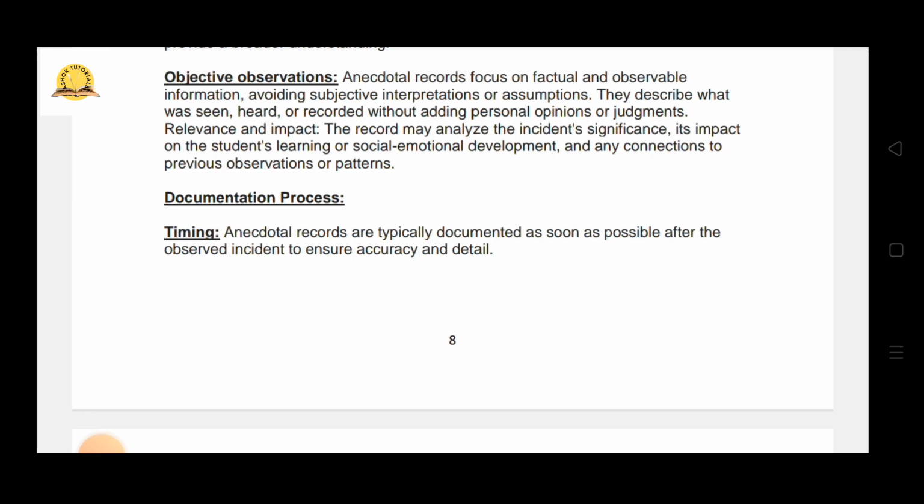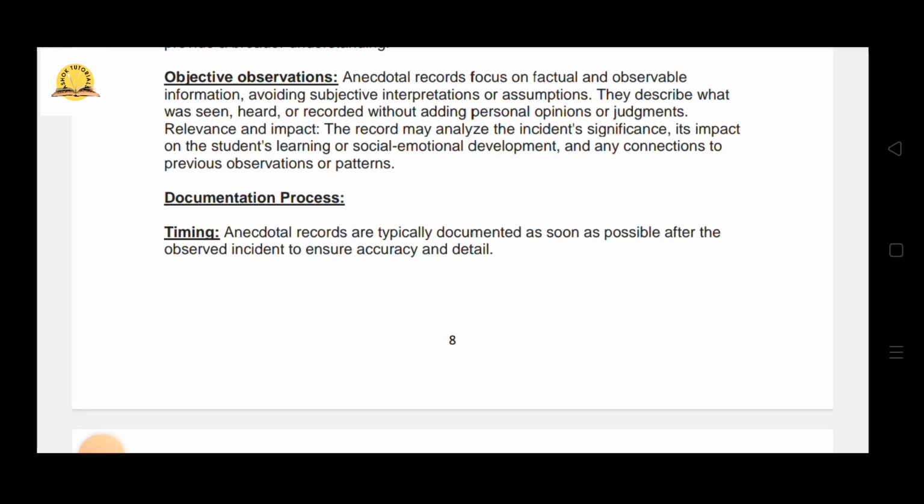Relevance and impact. The record may analyze the incident's significance, its impact on the student's learning or social emotional development and any connections. The anecdotal record which we are making should also include how the child felt when he was insulted at the birthday party. What was the impact on his mental health? What was the impact on his social relationships? What was the impact he felt within himself? Everything needs to be analyzed.